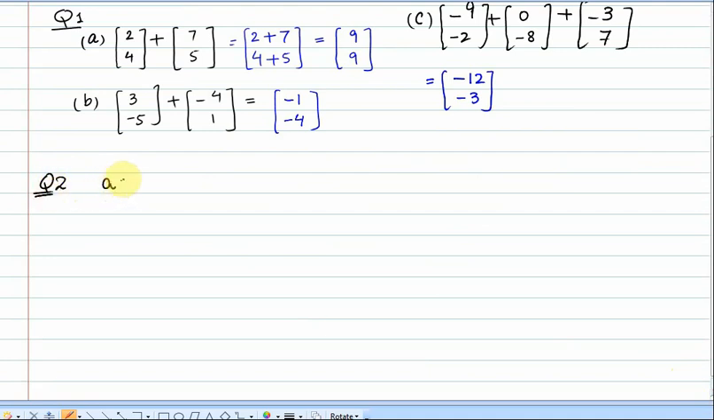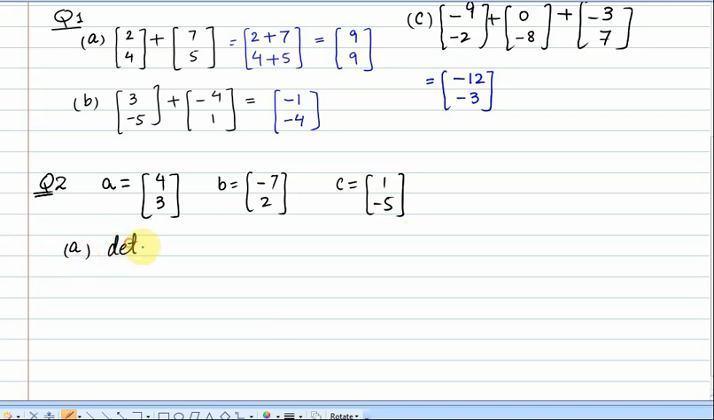it says that A is equal to (4, 3), B is equal to (-7, 2), and C is equal to (1, -5). Determine whether, first part, A plus B is equal to B plus A.